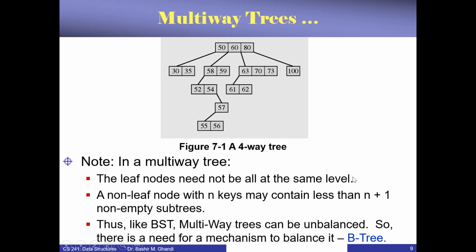Okay, so therefore, what we can conclude from this observation is that, like BST, multi-way trees can be unbalanced, and therefore there is a need for a mechanism to balance it. And that is why we need to learn about the special type of multi-way tree, which is called B tree. And that's what we're going to study next. And in fact, that will be our concentration for the rest of this lecture.